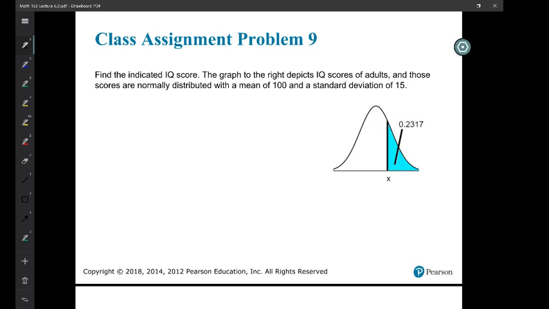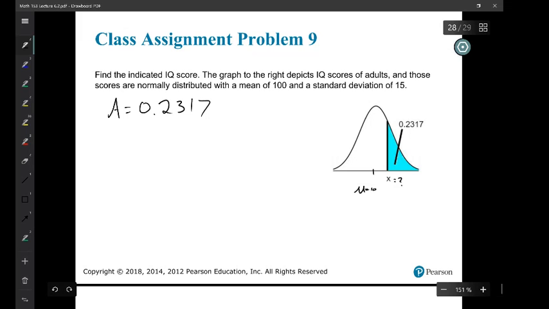Alright, find the indicated IQ score. The graph to the right depicts IQ scores of adults, and those scores are normally distributed with a mean of 100 and a standard deviation of 15. Alright, so we have an area of 0.2317, and we want to find x, and mu is 100, standard deviation is 15.